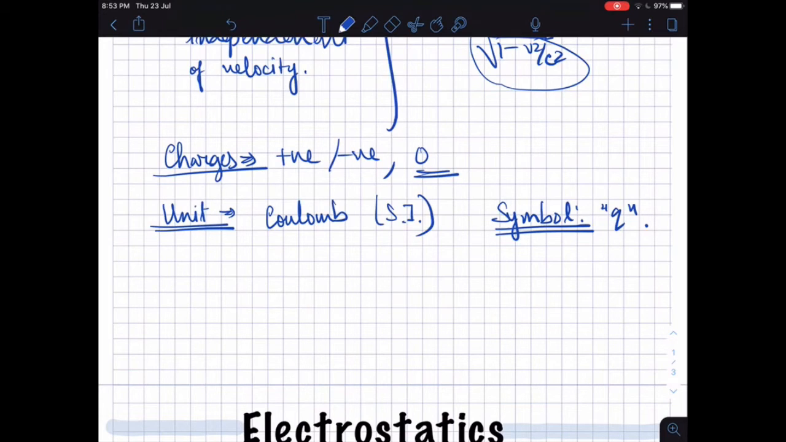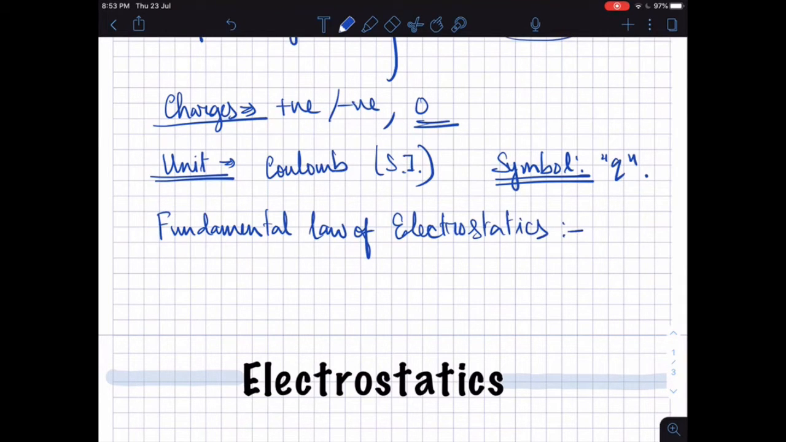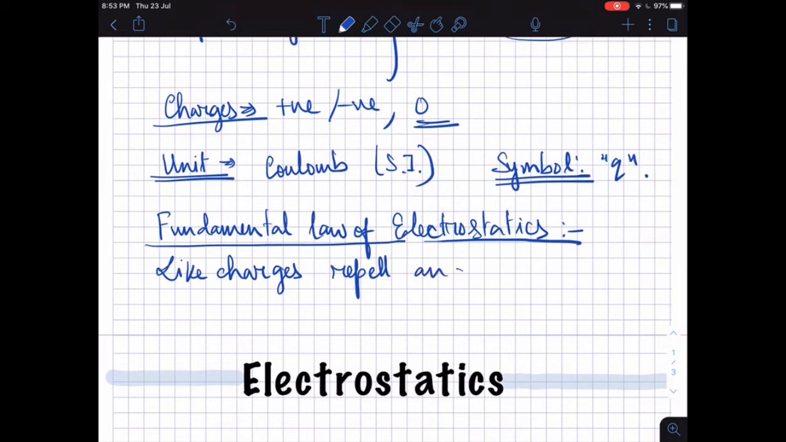Now there is one very basic property of charge which is called the fundamental law of electrostatics, which we already know: like charges repel and unlike charges attract.